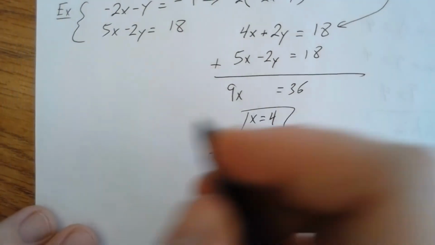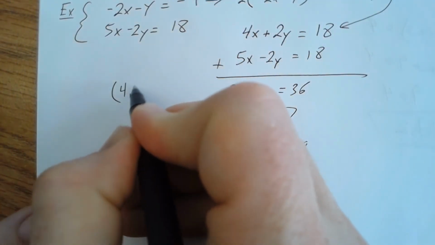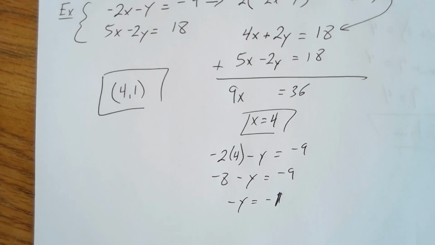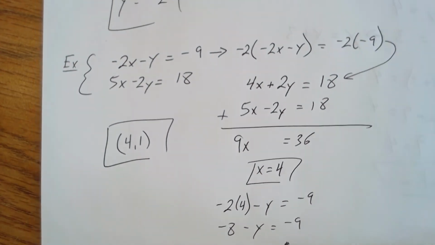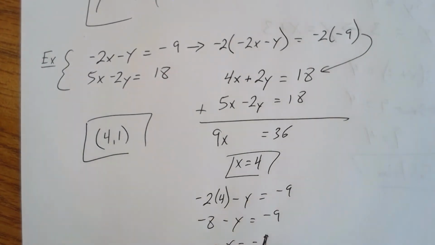So my solution end result is 4, 1. Again, we want to write it as a coordinate point because that's really what it is. So this is how to solve using elimination, making sure you understand that you have to multiply either one or, in some circumstances, both equations by a number so that when adding the left sides and the right sides of the equations together, one of the variables will end up canceling out.